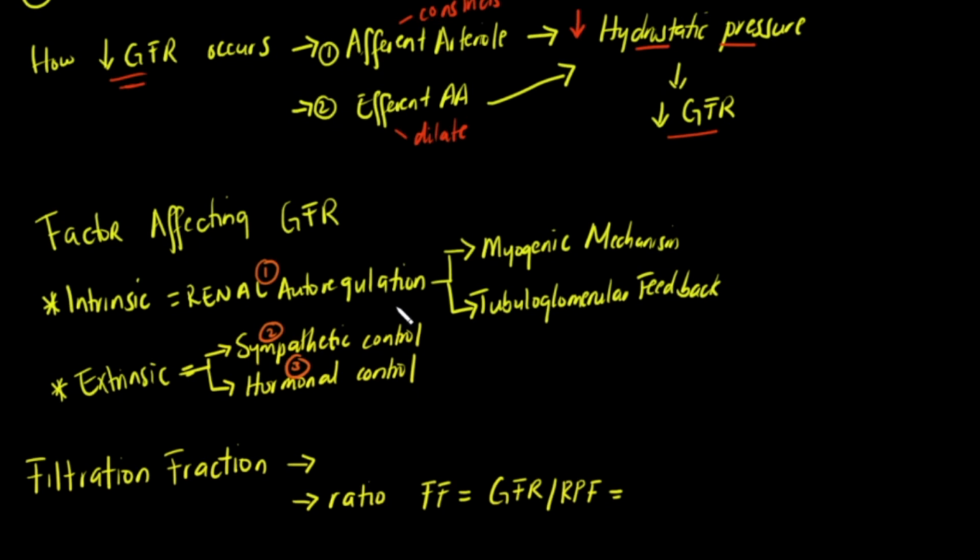Okay, that was just to highlight, to understand what is following. Now, what are the factors that affect your GFR? Whenever you're asked this, always say it can be intrinsic and extrinsic. Intrinsic simply means it's the renal system itself auto-regulating, what you call auto-regulation. So that means it's the renal system itself doing it. And extrinsic means other external factors affecting that.